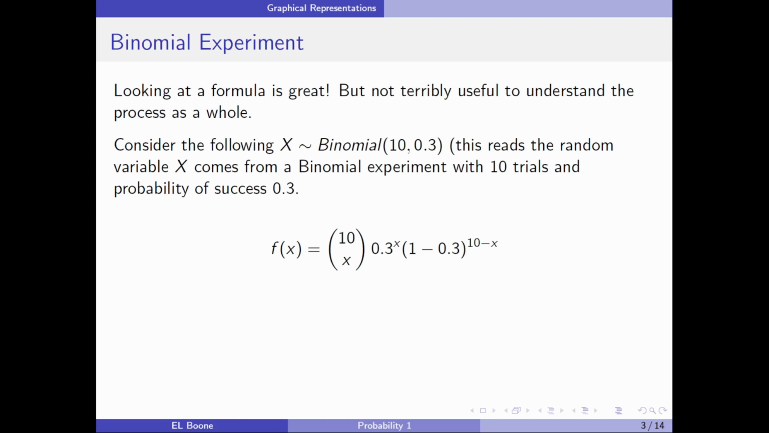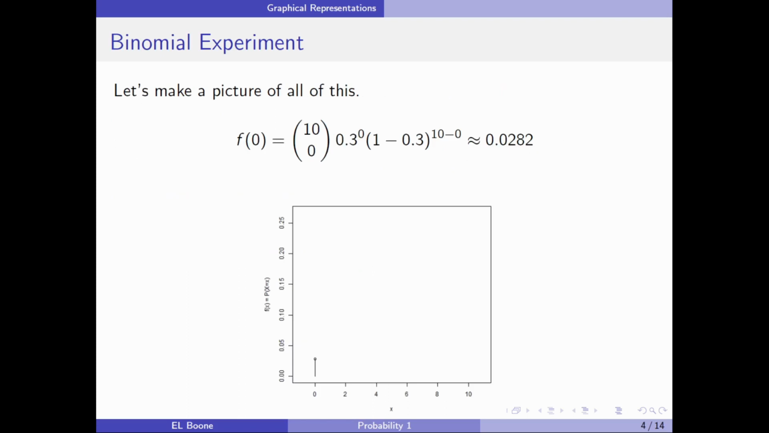So we're going to start off with a binomial, and this would read: binomial random variable x comes from a binomial experiment with 10 trials and probability of success of 0.3. And here's our formula for it, and we've been loving looking at this. But what if we made a picture of it? That's the idea here. Let's just make a picture on an xy plane.